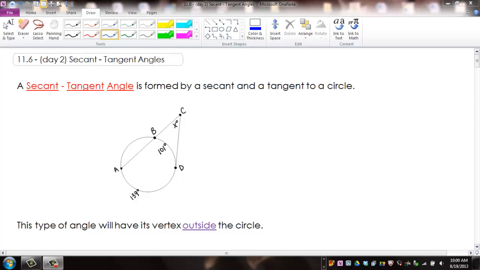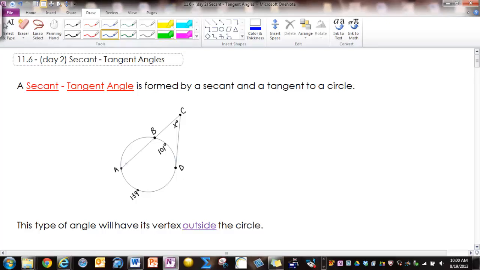Let's begin. A secant-tangent angle is formed by a secant and a tangent to a circle. So if you look at our diagram here, this segment is a secant to the circle, while this one right here is a tangent to the circle. So this angle right here is what we call a secant-tangent angle. This type of angle will have its vertex outside of the circle.